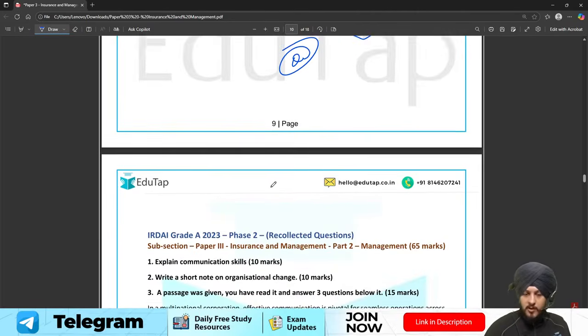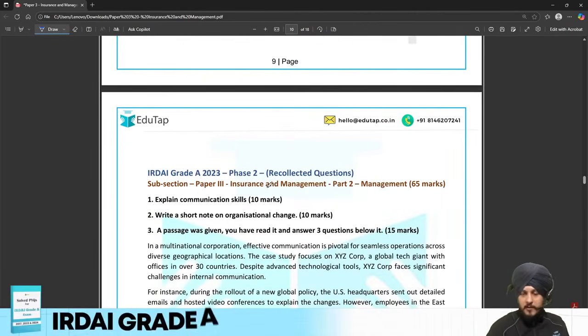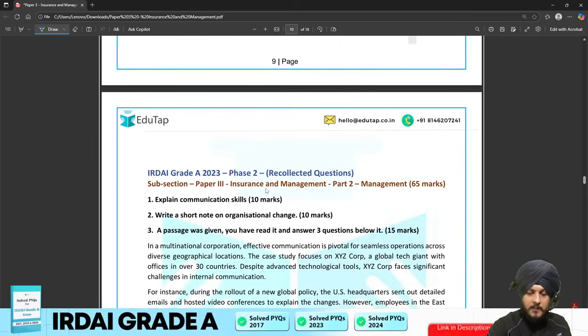Move on to the next component as a part of this paper, which is nothing but management. But let me tell you that basically if we talk about it, there are two papers, right?